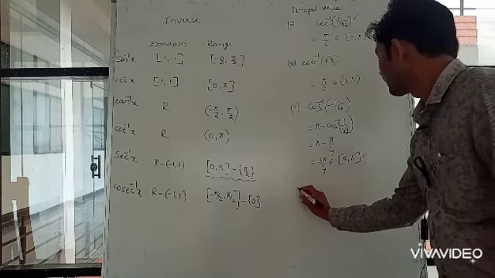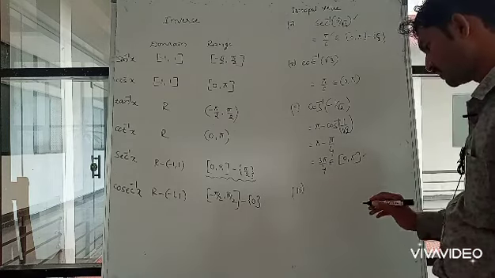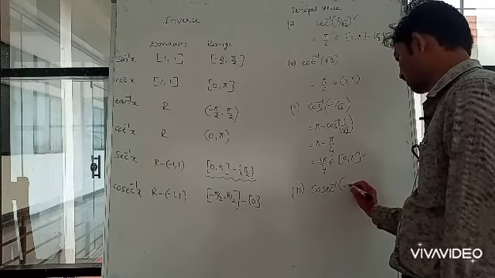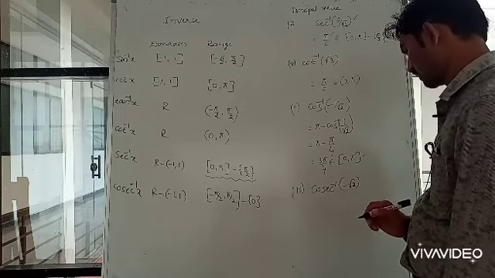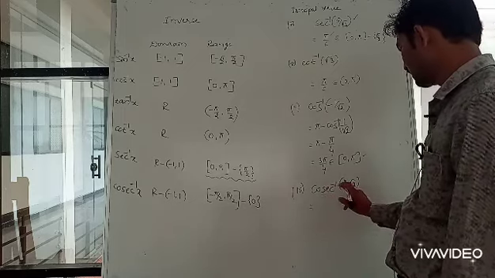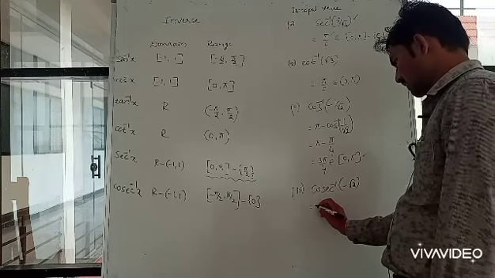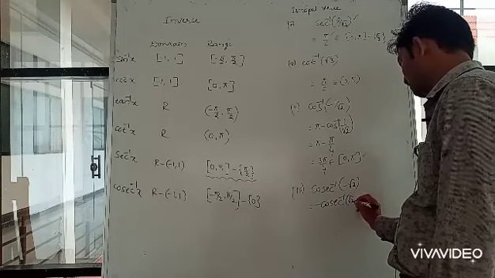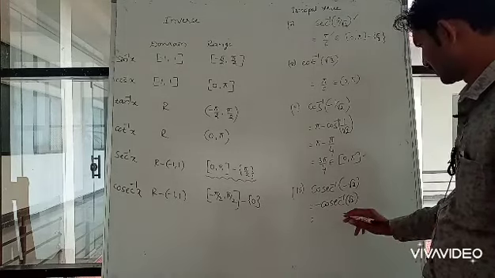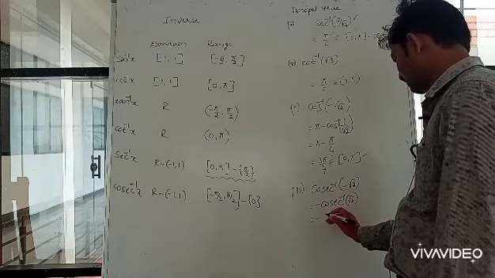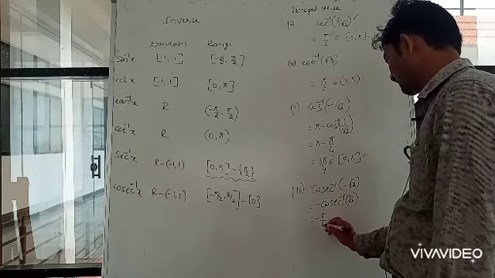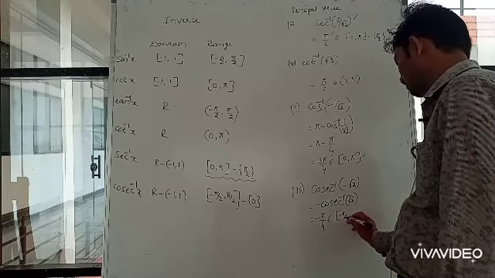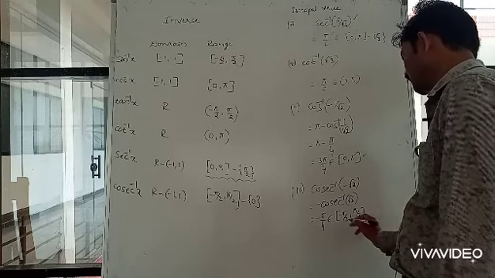Okay. Next, the 10th example, cosec inverse of -√2. Here cosec inverse of minus theta is there. So by using the property, minus cosec inverse of √2, minus as it is, cosec inverse of √2 means π/4. Does it lie between the closed interval -π/2 to +π/2, right?